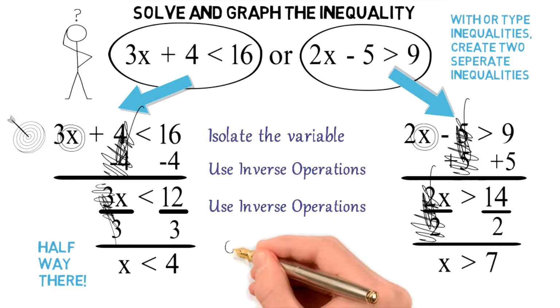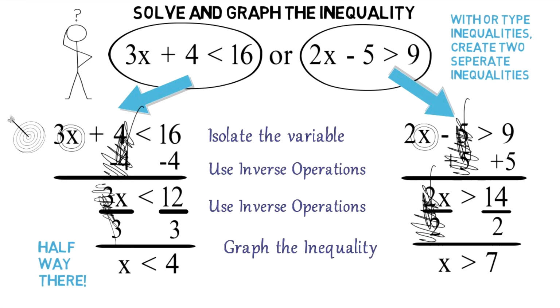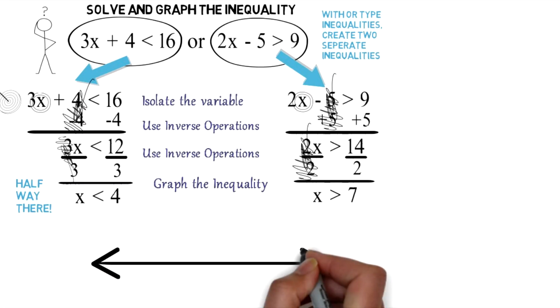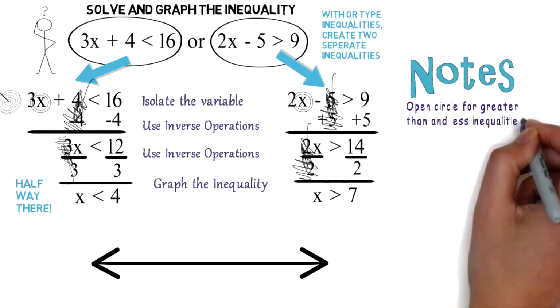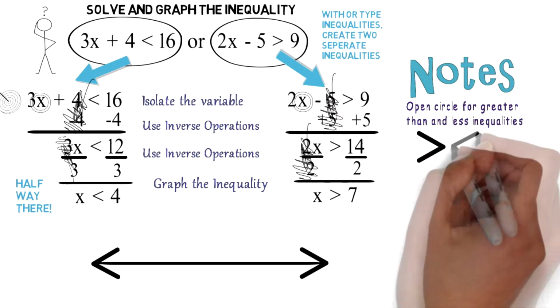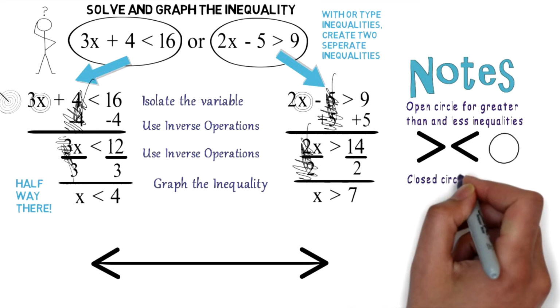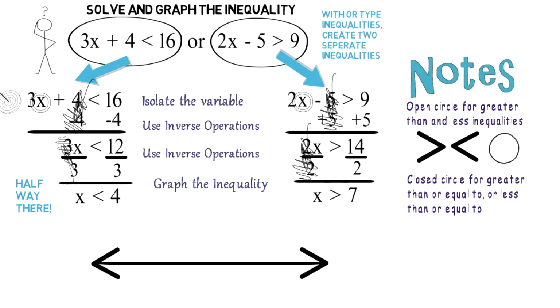So from there, what do we have to do? We have to graph the inequality. So let me draw a number line. And just a heads up, here are some notes. Always use an open circle for greater than and less than inequalities. They look like this. And use closed circles for greater than or equal to or less than or equal to inequalities. And they look like that.